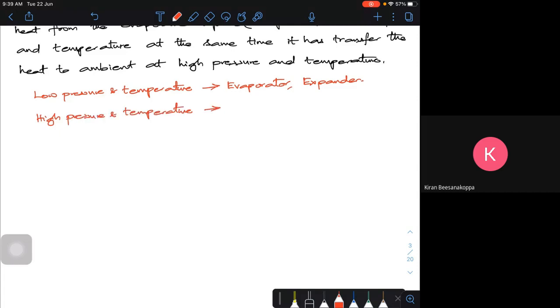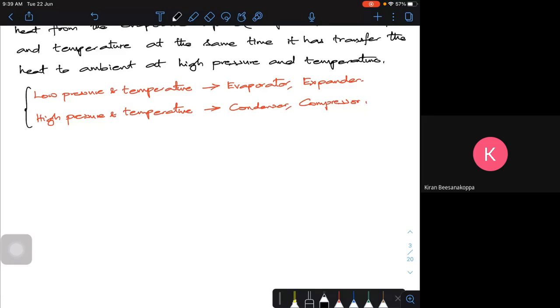Maybe a block diagram, if you look at the block diagram, I do have the condenser and your compressor. So if you closely look at any refrigeration system, we have these 4 devices: an evaporator, a compressor, a condenser, and an expander. These 4 devices are very, very common in any kind of refrigeration systems.